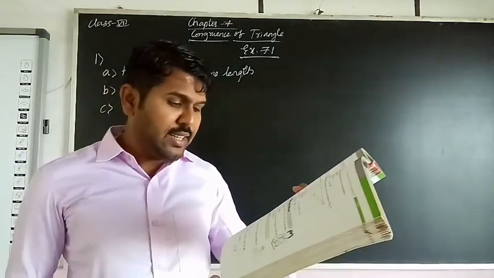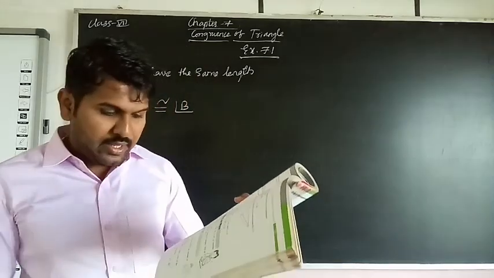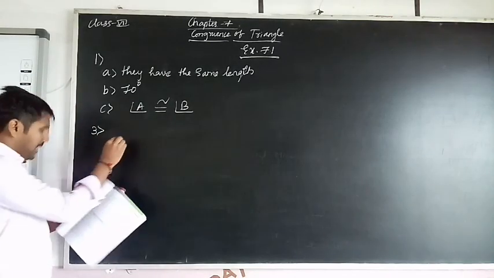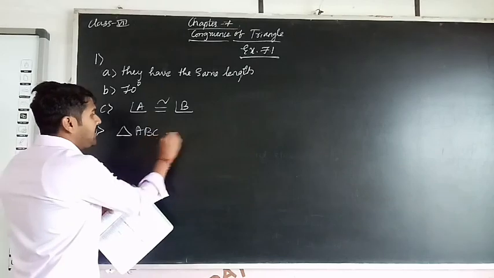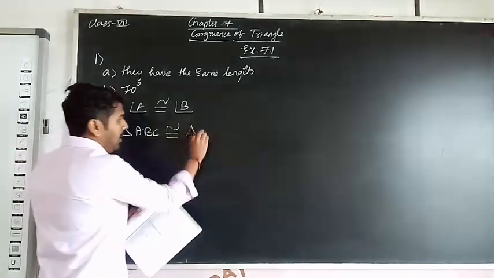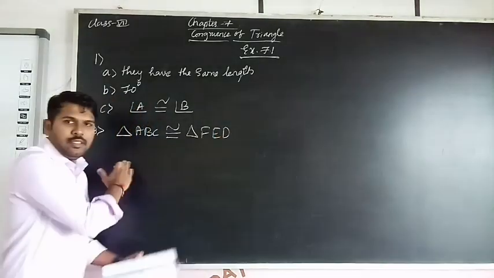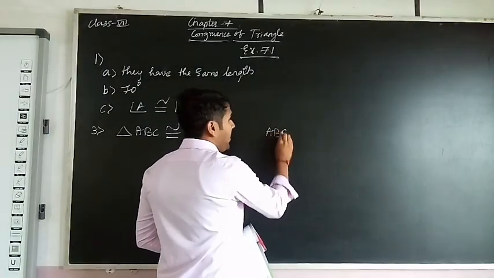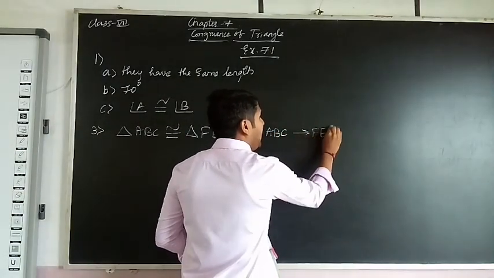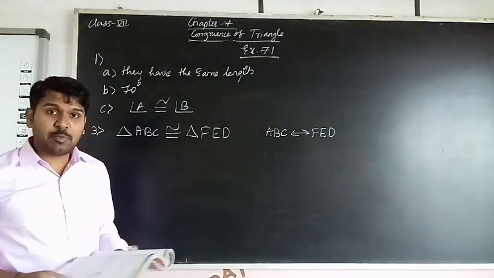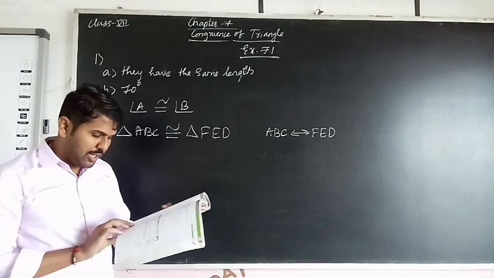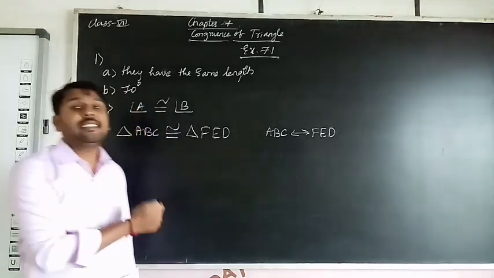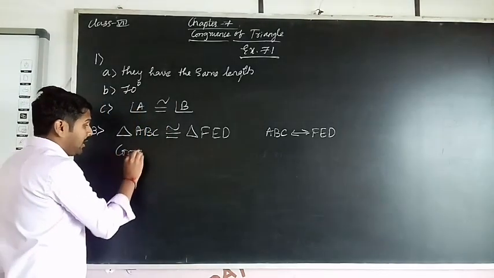Next, the third one. If triangle ABC is congruent to triangle FED, under the correspondence ABC corresponds to FED, write all the corresponding congruent parts of the triangles, like corresponding vertices, corresponding sides and corresponding angles. Here they have given that triangle ABC is congruent to triangle FED, so these two triangles are congruent to each other, and they have given the correspondence also: ABC corresponds to FED.